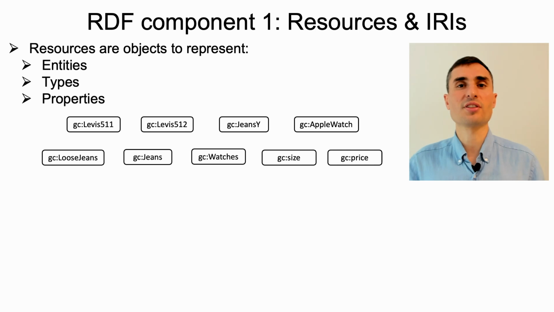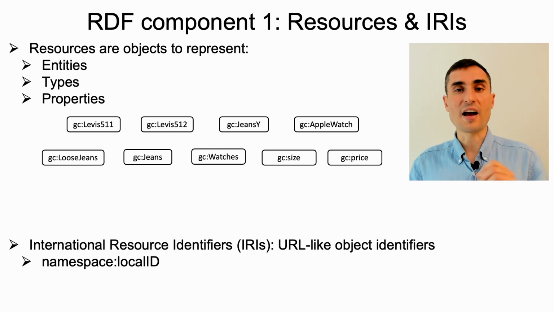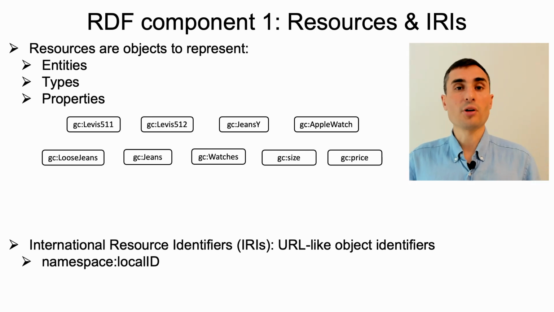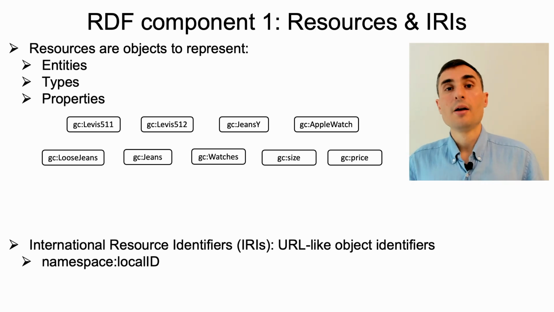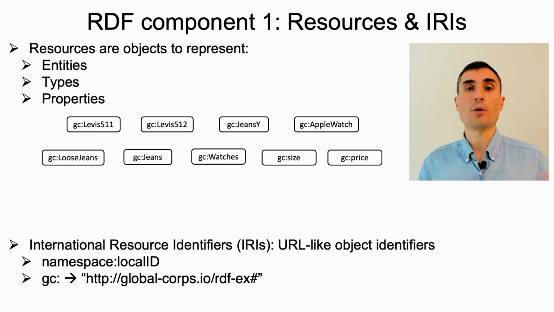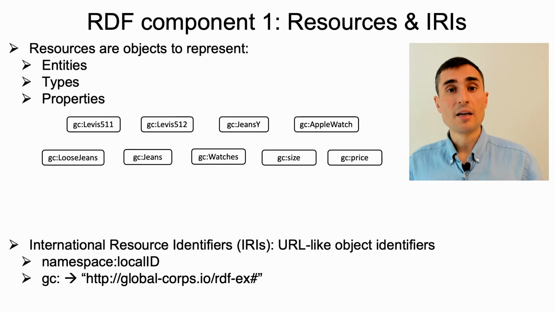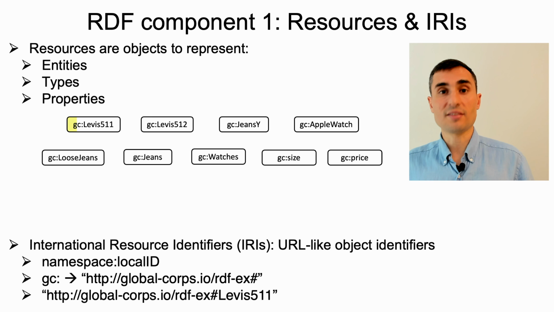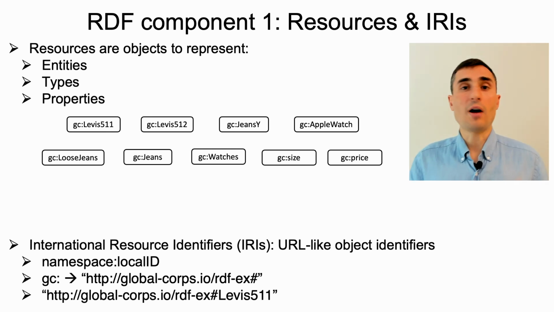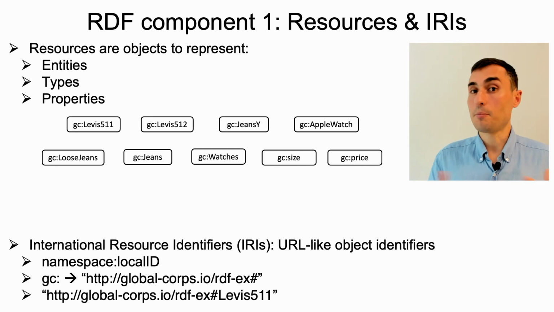Now, the second thing to know about resources is that each resource is identified with a unique string called an IRI, or International Resource Identifier. IRIs are URL-like long strings in your browsers. They're in the form of a namespace and local ID. So let's suppose that the name of the e-commerce company in our example is Global Corps. To identify the resources related to our company, we could define this namespace, http://globalcorps.io/, which I'm simply abbreviating as GC. Using this namespace to identify the resource representing, say, Levi's 511 jeans, we could use this long string here, which I'm simply abbreviating as GC:Levi's511. Now, the specifics of how IRIs look is not really that important. All we need to know about them is that they are unique object identifiers, or you can think of them as the primary keys of your resources.